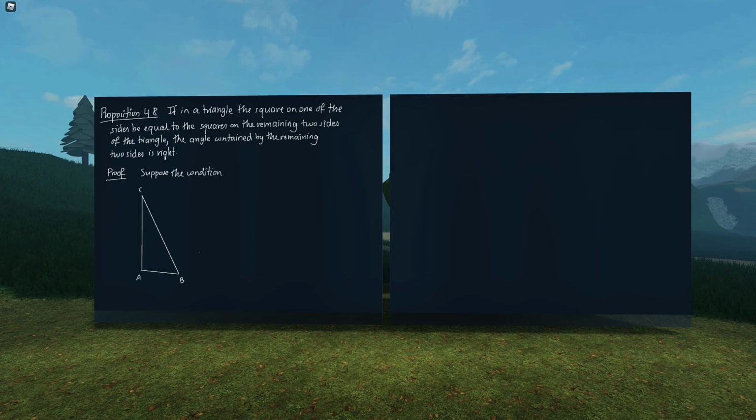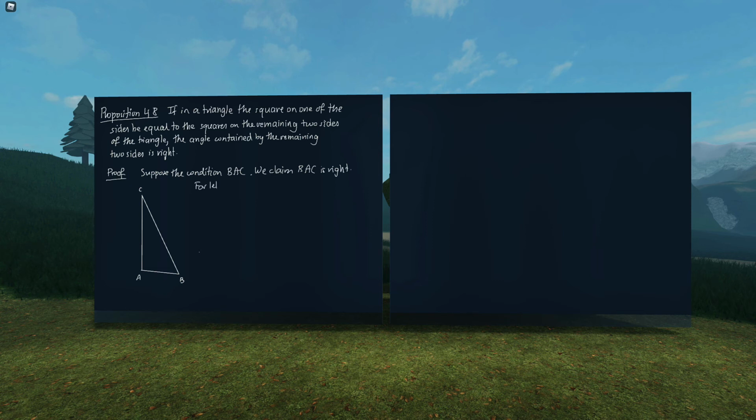I'll just say, suppose the hypothesis for the triangle BAC. So what I mean by that is suppose that the square on the side BC is equal to the sum of the areas of the squares on the sides AB and AC. And then we claim BAC is right. That is, it's a right angle.